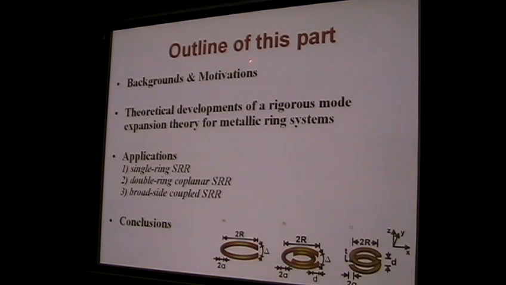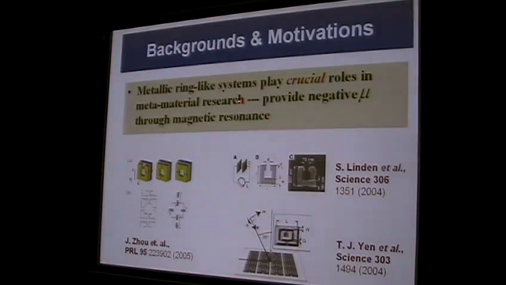I will first tell you why we do this, and then I will develop the theory, and then I will apply the theory to study the single ring SRR, the double ring SRR, and also the broadside-coupled SRR. I think you already know that the metallic ring system is very important because this kind of system can provide a magnetic response. Otherwise, we cannot achieve any metamaterial at all.